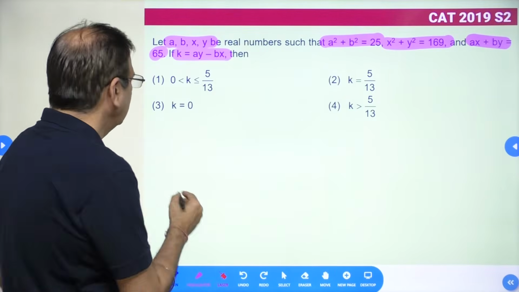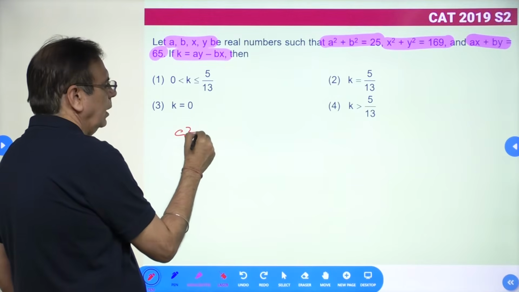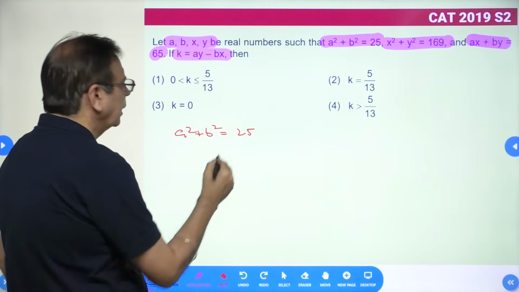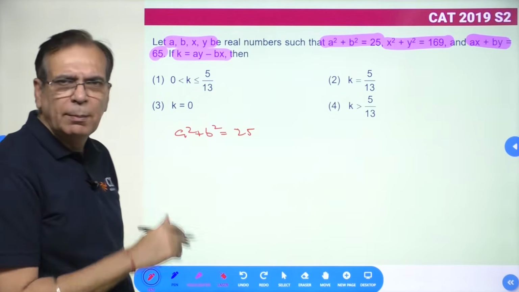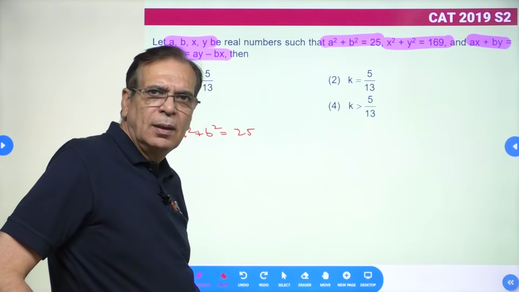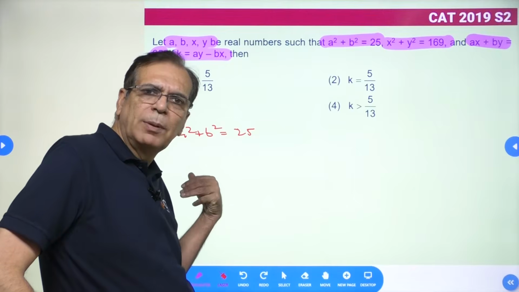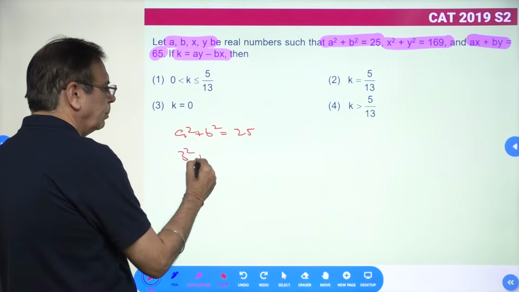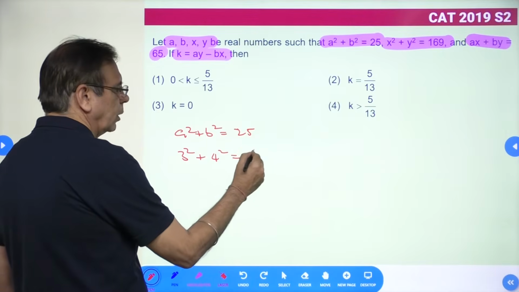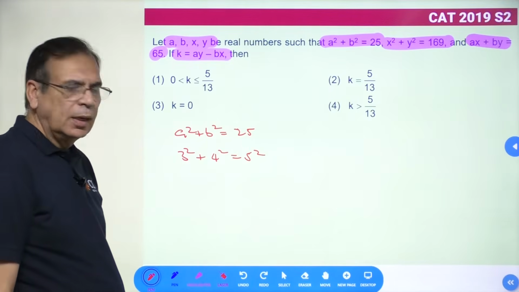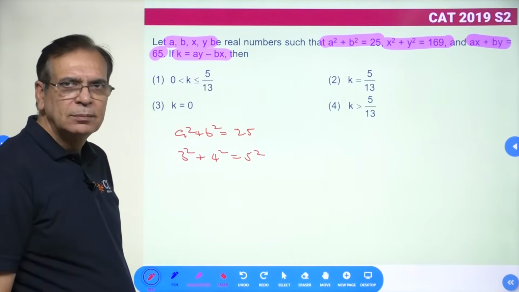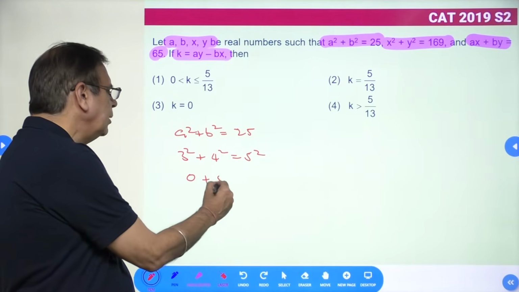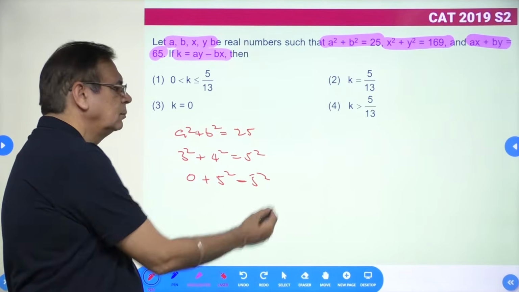Okay. First thing, A square plus B square is equal to 25. So what are the possibilities? Do you remember your Pythagoras theorem? Can you apply that? This is 5 square. 3, 4, 5 is a right-angled triangle. So 3 square plus 4 square is equal to 5 square. Okay. Any other case possible? It will be very obvious: 0 plus 5 square is equal to 5 square.